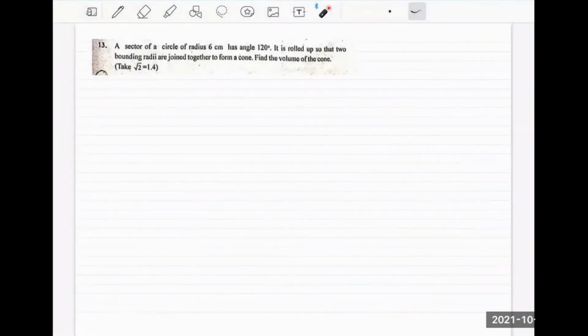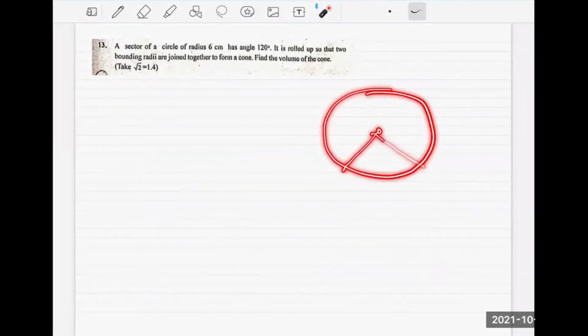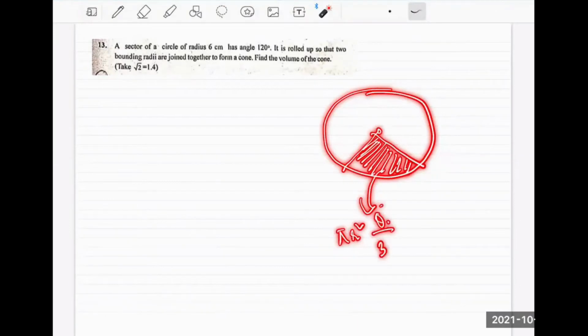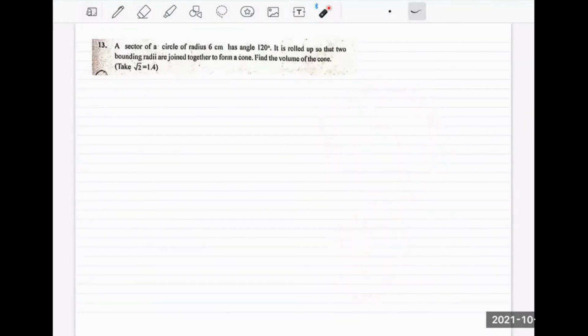Now, moving to question number 13. What can be made from a sector of a circle? You know what is a sector of a circle, right? We have done many calculations related. This is called a sector of a circle, right? What's the area of a sector of a circle? Pi r square theta by 360. What is r? r is the radius. What about the theta? The theta is the central angle right here. You know that already. What the question is saying is, a sector of a circle of radius 6 centimeter has angle 120 degree.